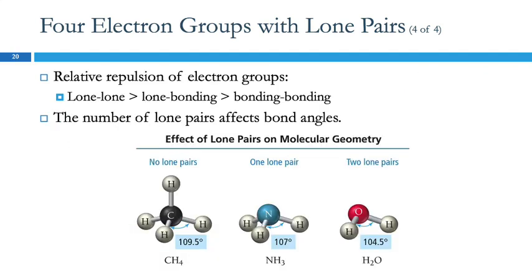So, relative repulsion of electron groups. Lone pair to lone pair is the most repulsive. Lone pair to a bonding pair is the next most repulsive, and the least repulsive is bonding to bonding. So how many lone pairs we have is going to affect the bond angles. So here we see with CH4, there's no lone pairs, we have an ideal tetrahedron. Ammonia has 1 lone pair, and so that pushes the atoms a little closer together. Water has 2 lone pairs, and so these guys are pushed together even more than the ammonia.